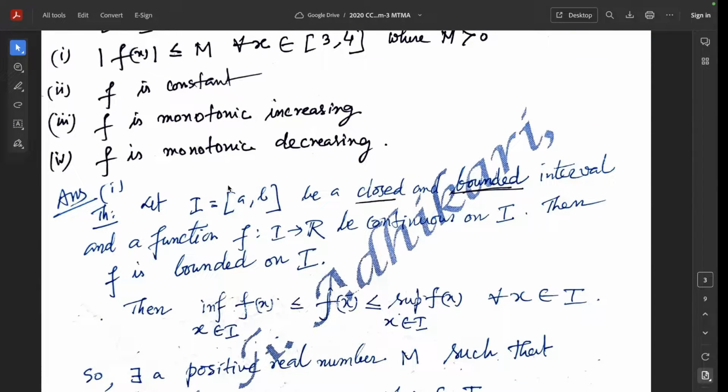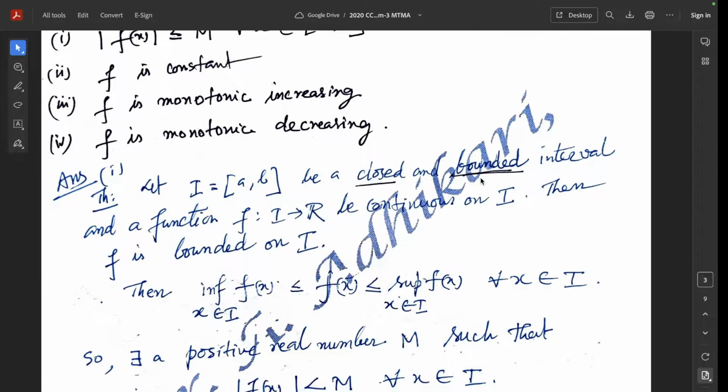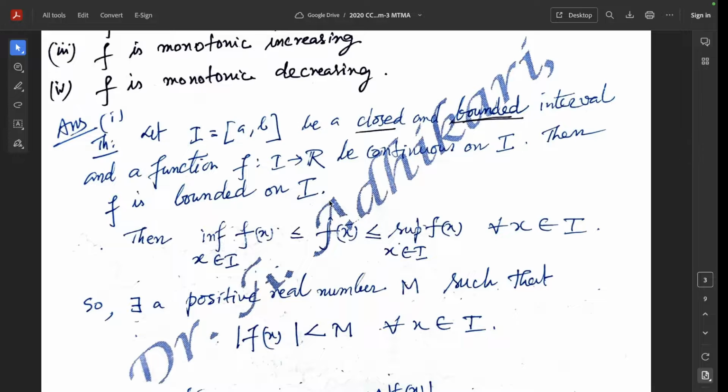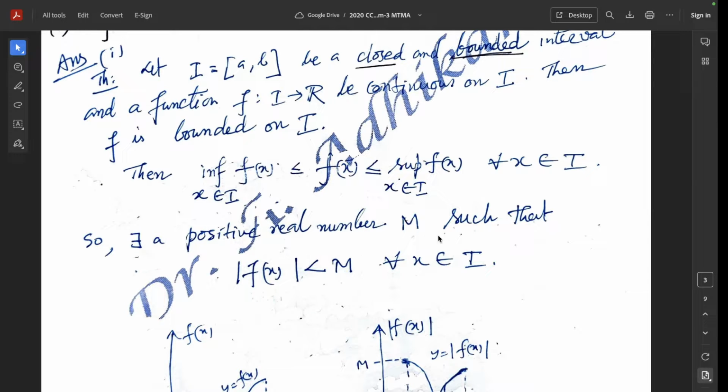Let I equal to the closed interval [a, b] be a closed and bounded interval, and let the function f from I to R be continuous on I, then f is bounded on I. Then infimum of f(x), x belonging to I, is less than or equal to f(x), less than or equal to supremum of f(x), for all x belonging to I. If I is a closed and bounded interval and f is a continuous function on I, then this theorem says that it is bounded on I. So there exists a positive real number M such that mod of f(x) is less than M for all x belonging to I.